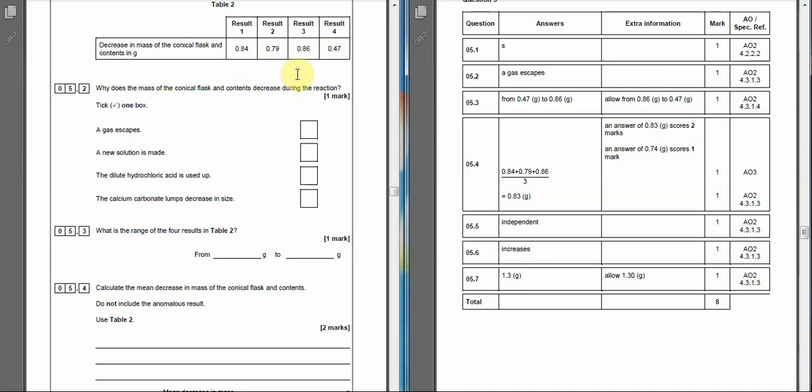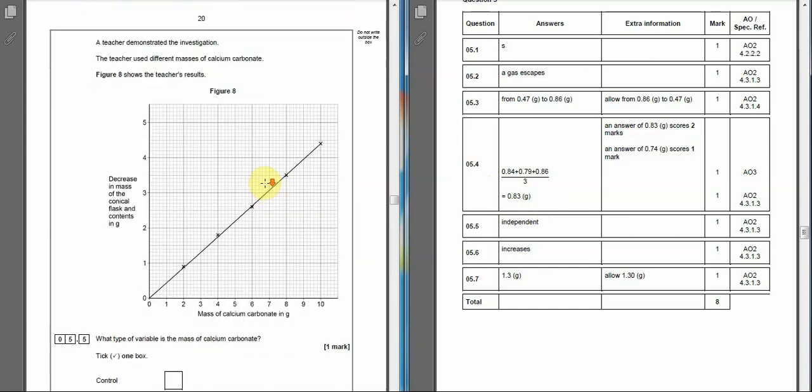Look at the numbers, which one doesn't belong? Oh, that 0.47 is quite different from these other 2. So we're going to ignore that one. We're going to get 0.84, 0.79 and 0.86. Add them up, divide them by 3 and get an answer of 0.83. Okay. People forgot to get rid of the anomalous result on that one, clearly.